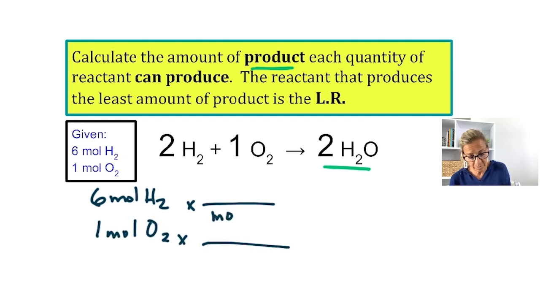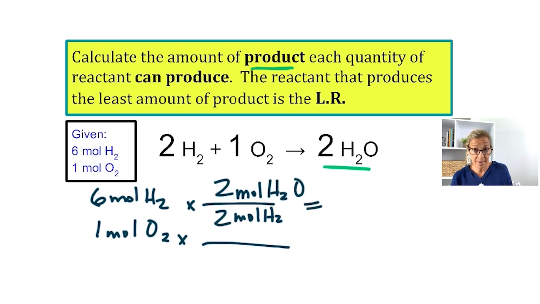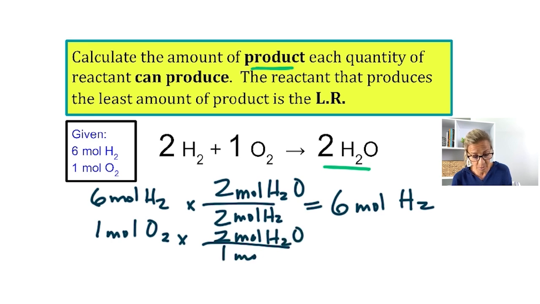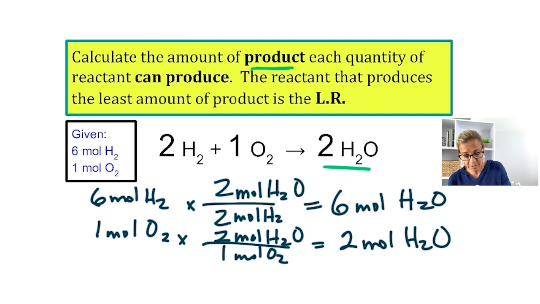Okay, so let's use a mole ratio of moles of hydrogen to moles of water. The coefficients are both 2. So that amount of hydrogen is capable of producing 6 moles of water. Now the oxygen, if we convert that to water, 2 moles of water for 1 mole of oxygen is capable of only producing 2 moles of water. And I want you to write a big fat "or" in between.